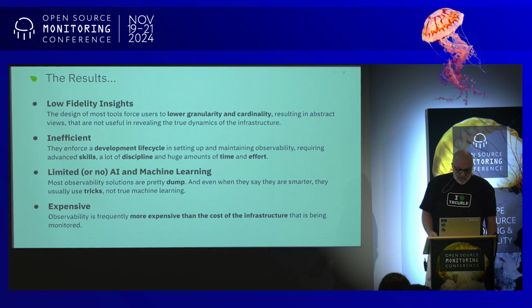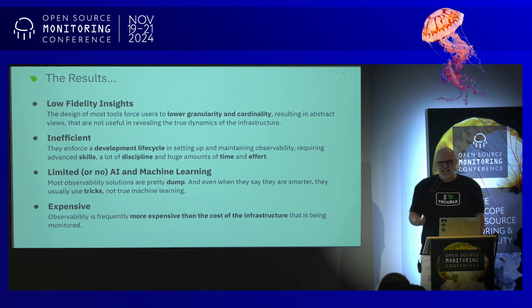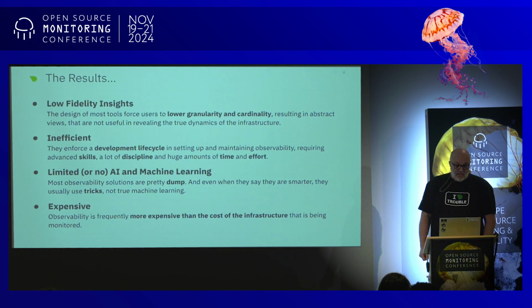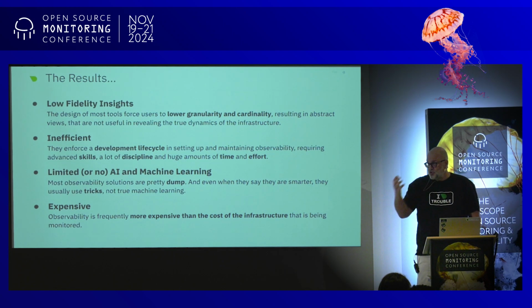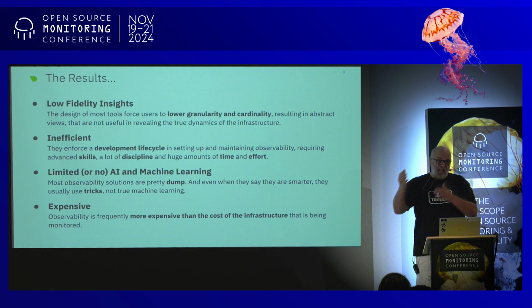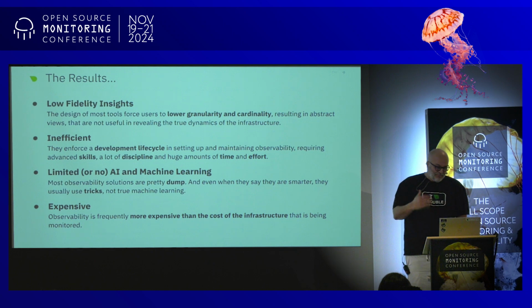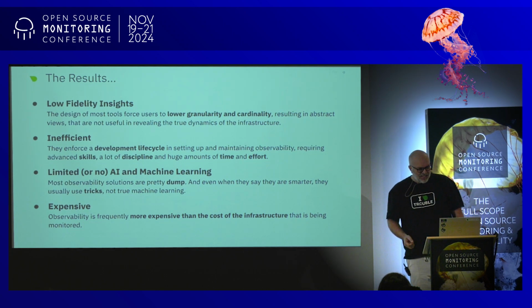The result, we all know this, is low fidelity insights. No one is happy with observability. All people struggle with observability. It's very inefficient, usually requiring a development life cycle to actually do the job. If something is missing from observability, you have to go through a development life cycle: put the data in, develop the dashboards, develop the alerts, validate them, verify them, etc. No machine learning in most cases, and expensive.